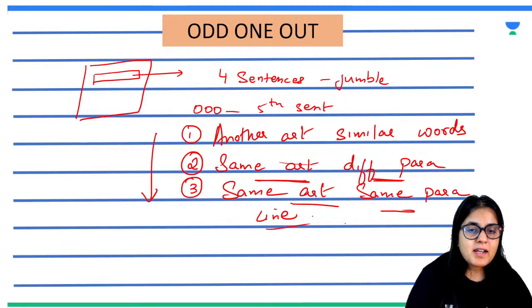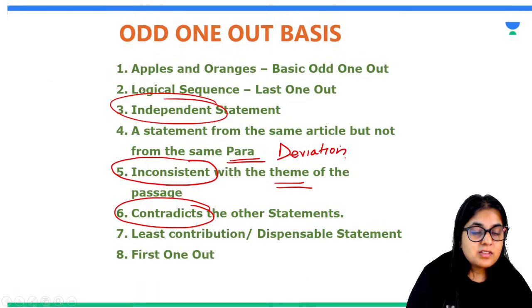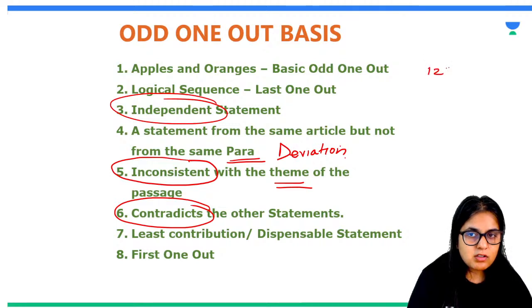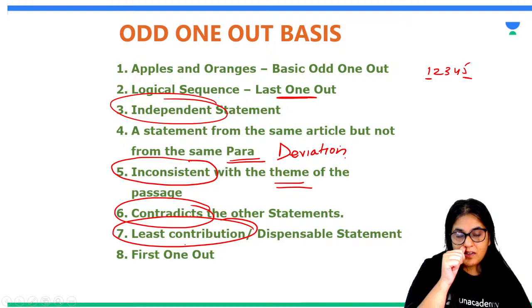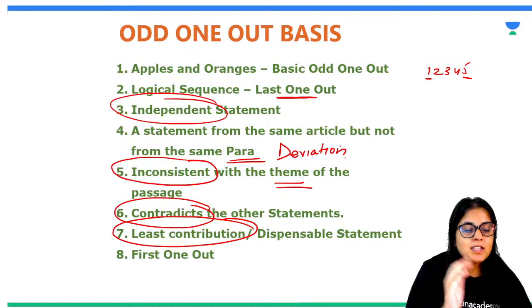Then if you feel that all the statements are a part, this is the most difficult one. Same article, same para, but another line. So how do you find out? In this case, arrange all the sentences in the right order, and either it can be the last one out or it can be the first one out, on the basis कि it is the least contribution वाला statement, कि उसको निकाल देंगे तो भी इतना फर्क नहीं पड़ेगा.